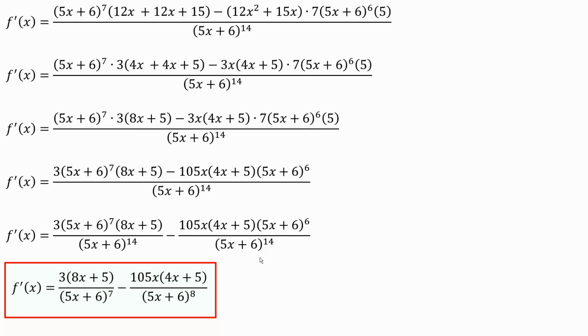And the reason I'm separating is because this piece has 5x plus 6 raised to 7, and this piece has 5x plus 6 raised to 6. And so we could do this: 3 times 8x plus 5 divided by 5x plus 6 raised to 7, because 14 minus 7 is 7. And with this piece right here, I will do minus 105x parentheses 4x plus 5 divided by 5x plus 6 raised to 8, because here is 14, 14 minus 6 is 8. And so this right here is our final answer. And that's all we need to do for this type of problem.